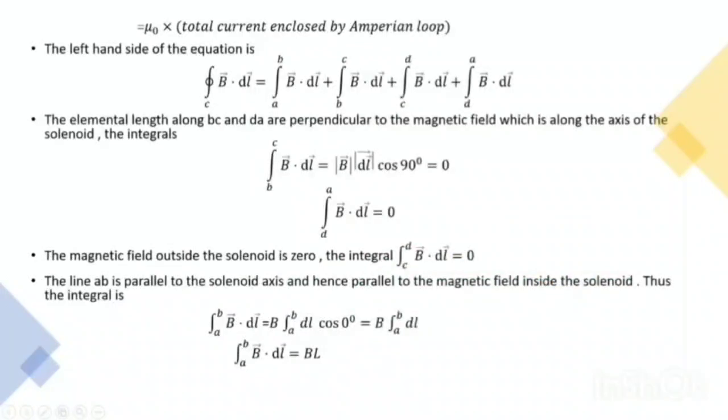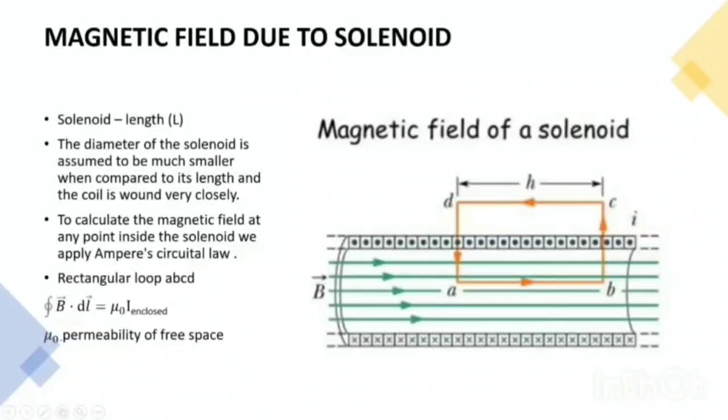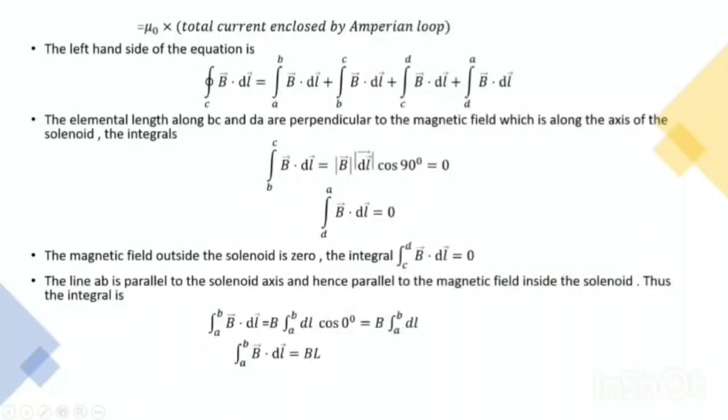So, mu naught times the total current enclosed by the Amperian loop. We consider an Amperian rectangular loop ABCD. Hence, the left hand side is written as the closed integral of B vector dot dl vector, which is equal to the line integral from A to B of B vector dot dl vector, plus the line integral from B to C of B vector dot dl vector, plus the line integral from C to D of B vector dot dl vector, plus the line integral from D to A of B vector dot dl vector.